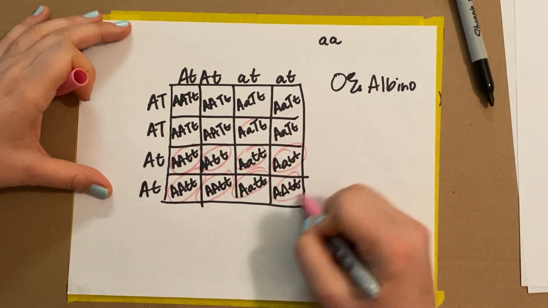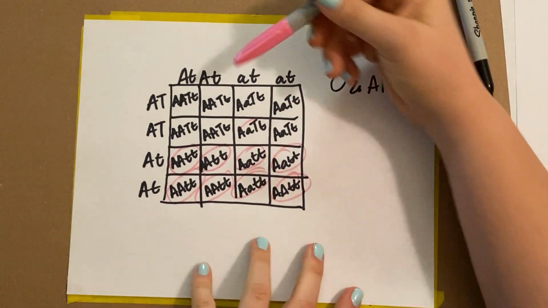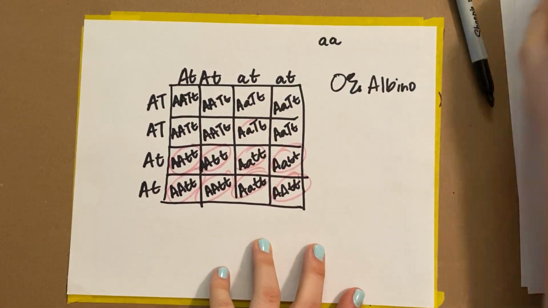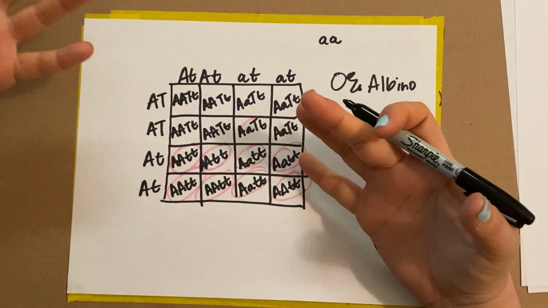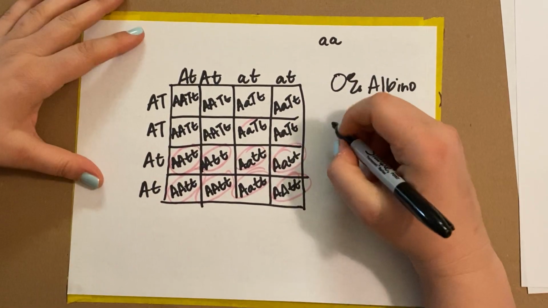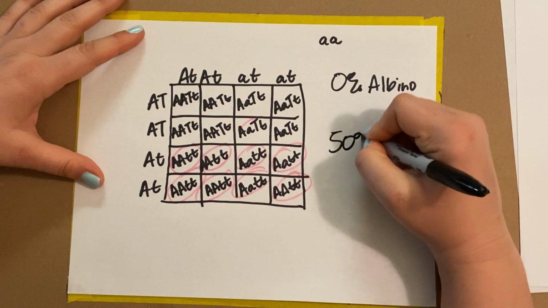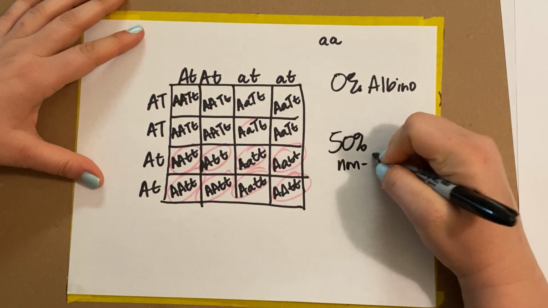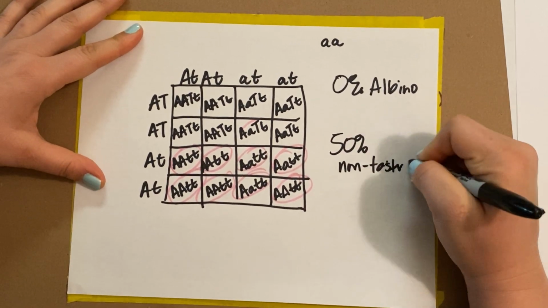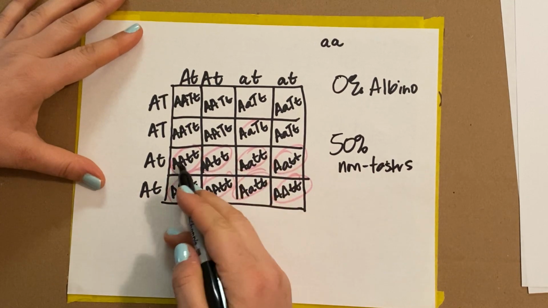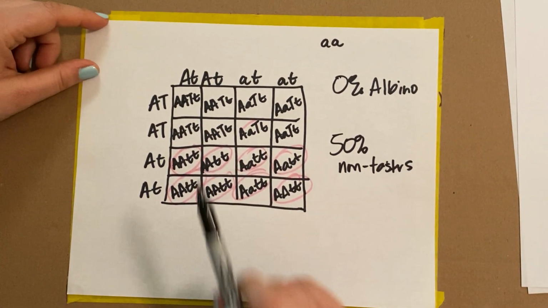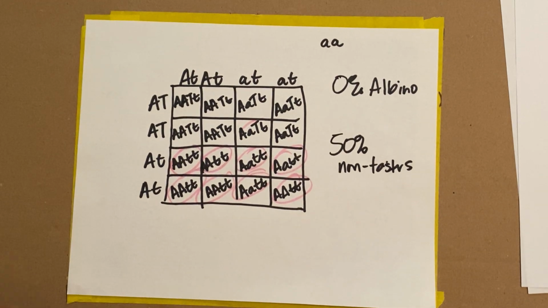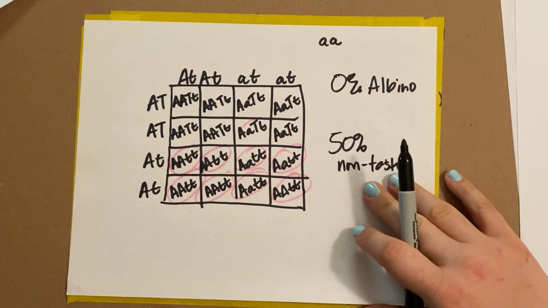Basically, half of the chart, these ones all have capital T, so they can't be non-tasters. Because this is 8 out of 16, this is just 1/2. So 50% are going to be non-tasters. Again, I'm just looking at the T's on this one. In order to be a non-taster, you have to have little t. So that is how you're going to do that problem.